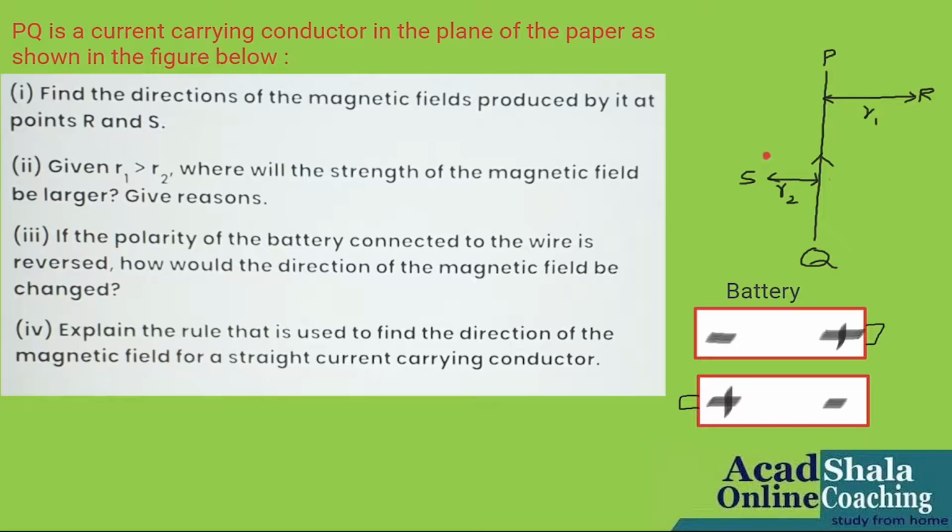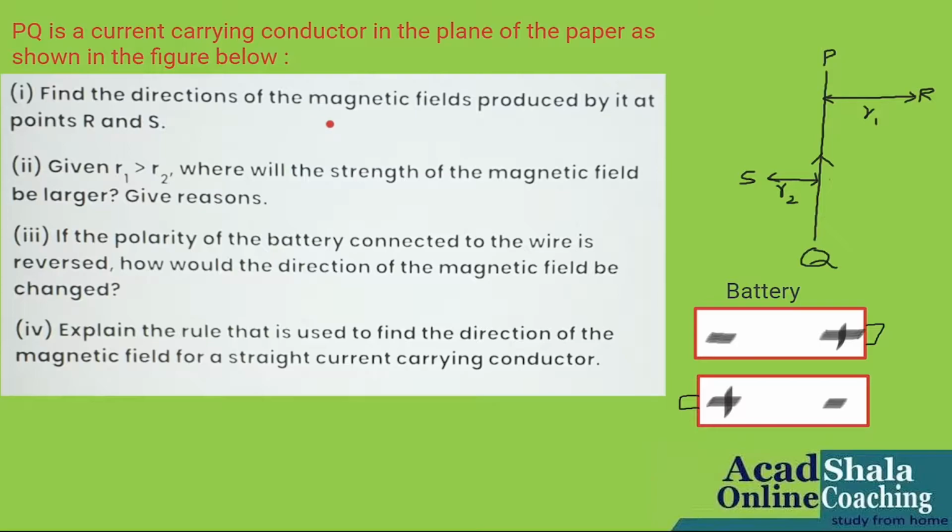But which kind of conductor? That is a current carrying conductor. Always keep it in mind. And current is flowing from where? From Q to P, in this direction. So this is really very important to note, what is the demand in the question. And there are 2 points with the conductor, that is R and S. Where you have to find what? You have to find the direction of the magnetic field produced at which points? That is R and S. So this is the first part of the question they are demanding.